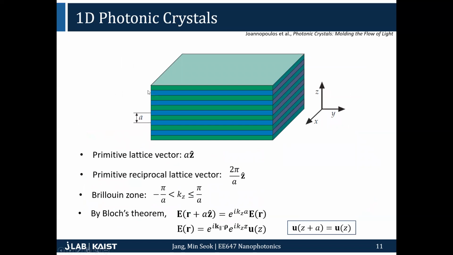From here on was important. We started to actually try to solve the 1D photonic crystal. A 1D photonic crystal is just alternating layers of different dielectric materials having a periodicity a. By Bloch's theorem, we know that the solution must satisfy this relation: the electric field at position r and the electric field at position r plus a z should be related by e to the i kz a, right? That's what Bloch's theorem says.